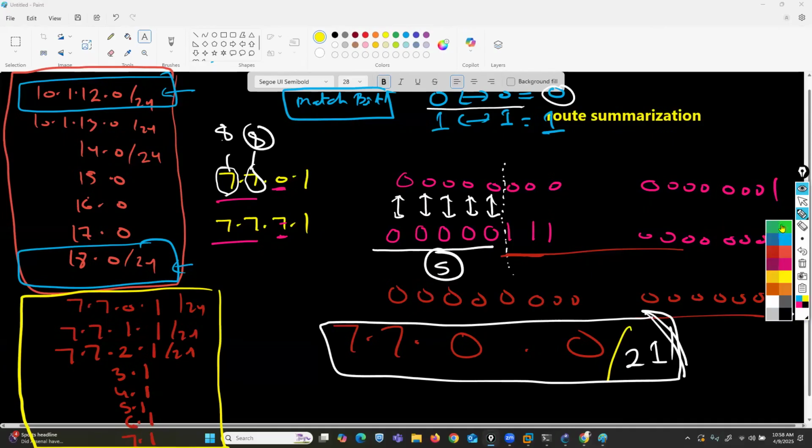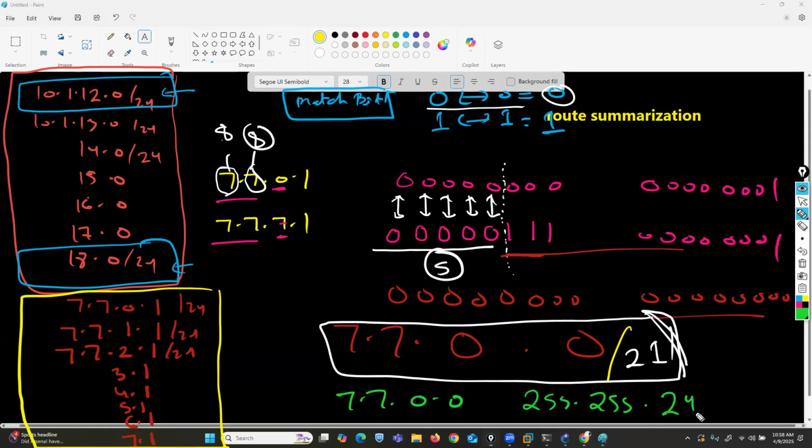Now, that's from my side. Now 7.7.0.0. What does 21 mean? What is the mask? 255.255 and 5 bits on, so 248.0.